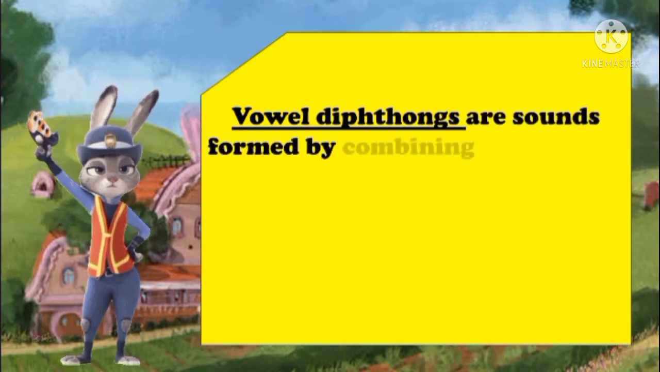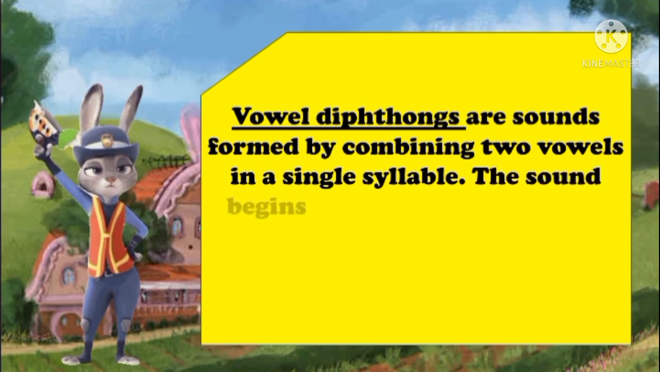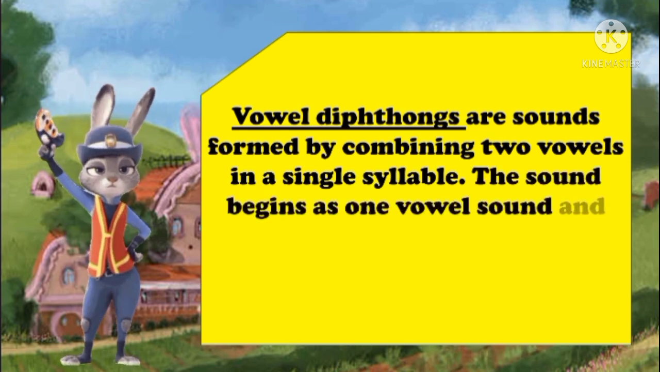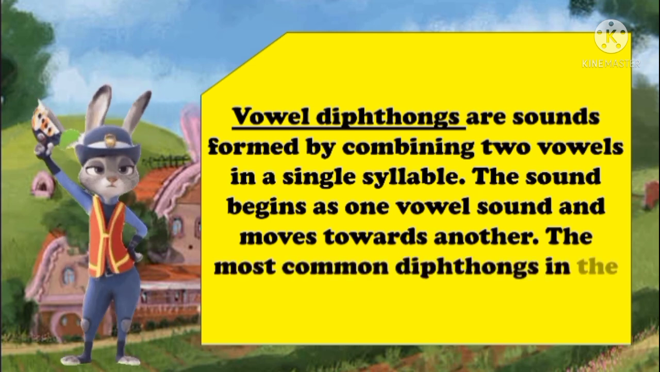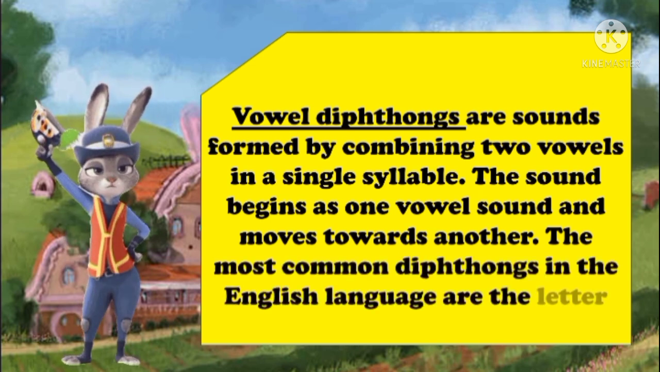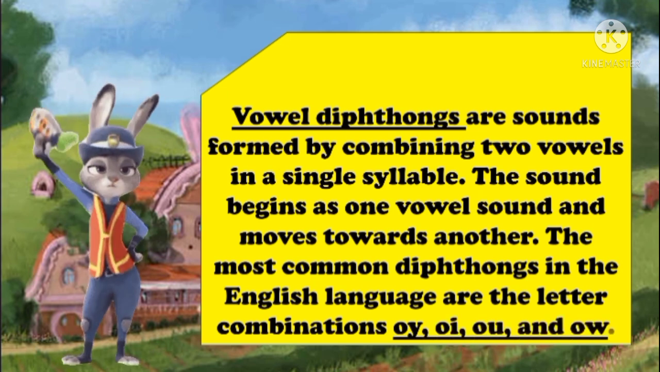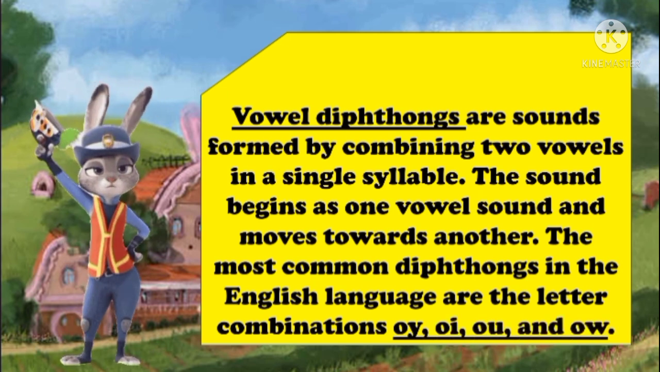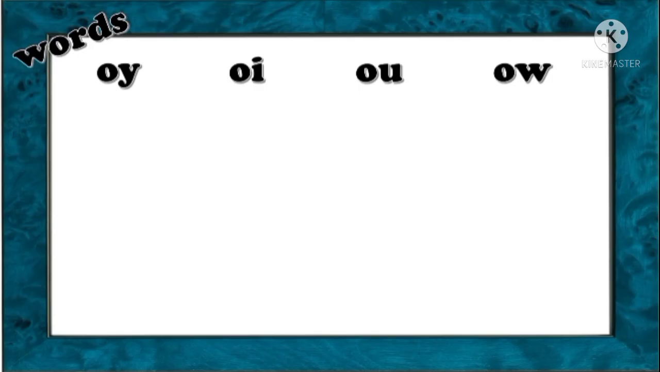What do you mean by vowel diphthongs? Vowel diphthongs are sounds formed by combining two vowels in a single syllable. The sound begins as one vowel sound and moves towards another. The most common diphthongs in the English language are the letter combinations OY, OI, OU, and OW.